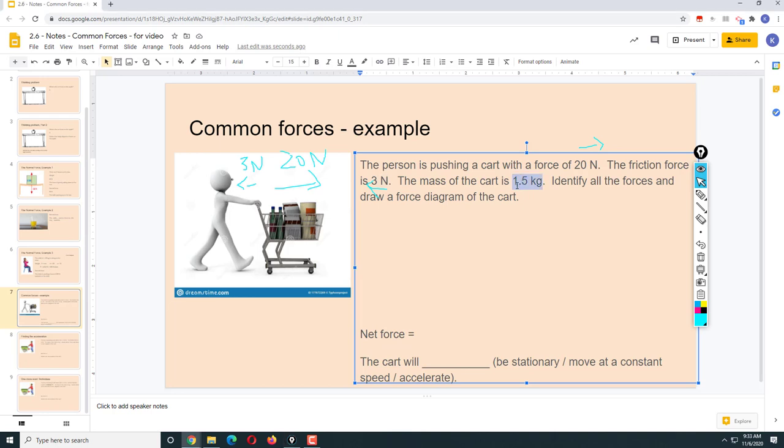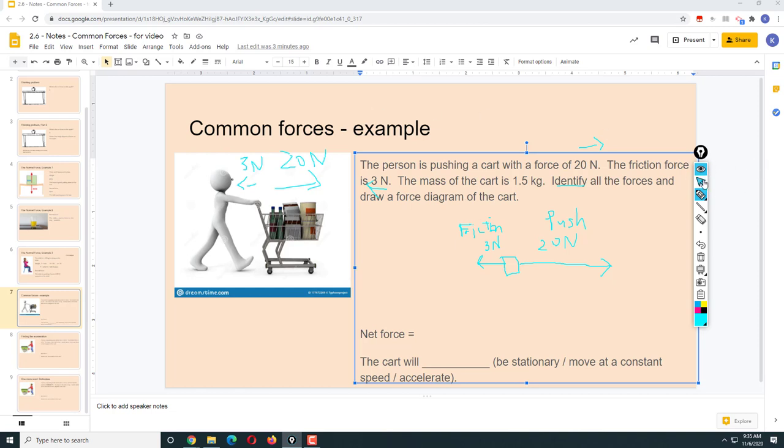The mass is 1.5 kilograms. Identify all the forces and draw a force diagram on the cart. Here's the cart. So we know that there's a force of 20 newtons going this way, and that's the pushing force. We have to identify the forces and give the name, so the pushing force is going this way. Friction is 3 newtons, so it's a lot smaller. So that's friction.